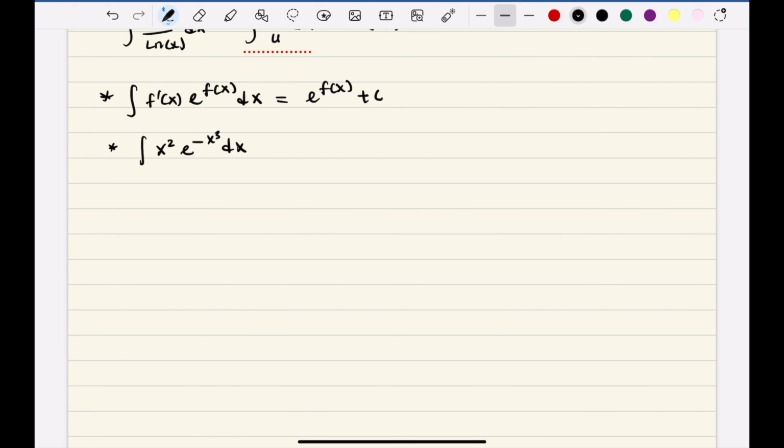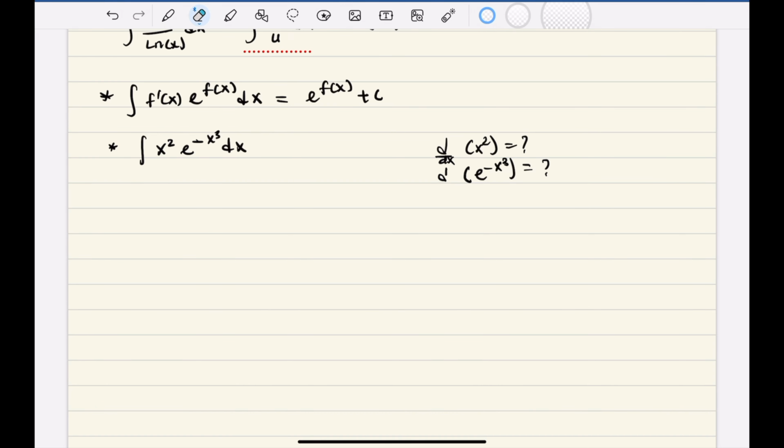Okay, so what we notice here is that if we take the derivative of x squared, what are we going to have? And if we take the derivative of e raised to the power negative x cubed, what are we going to have? And if we take the derivative of negative x raised to the power 3, what are we going to have? Those are the three questions.